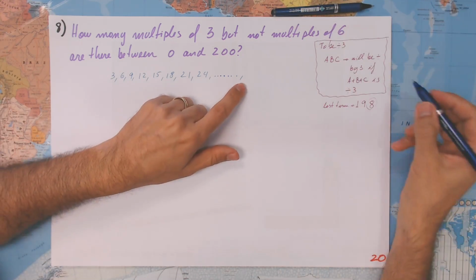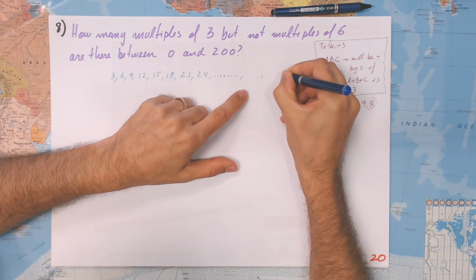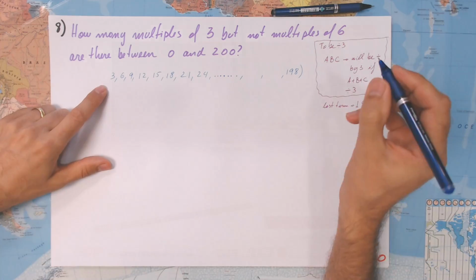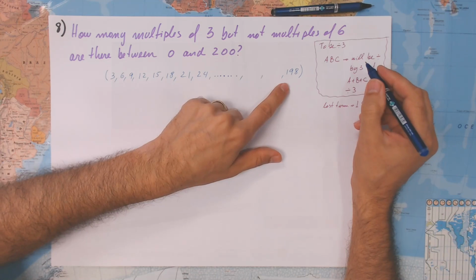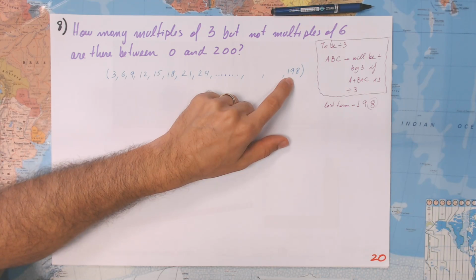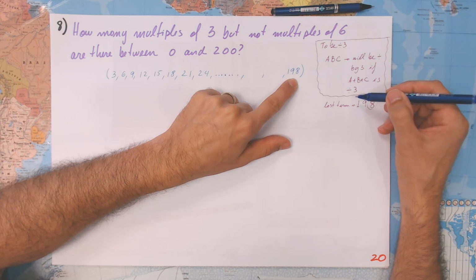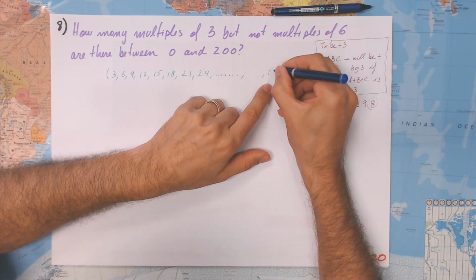Therefore, let's put in here 198. The last one is going to be 198. It's not going to get bigger than that. That's not our sequence yet, okay? 198, but let's see if 198 is divisible by 6, and it is. Why? Because it is divisible by 3 and it's even, and therefore it's going to be divisible by 6. Then the next one is going to be 195.